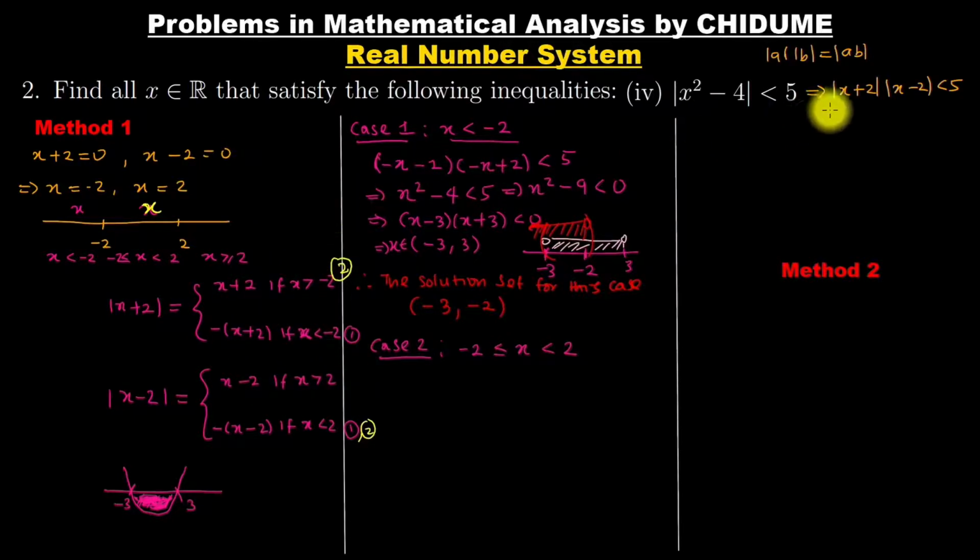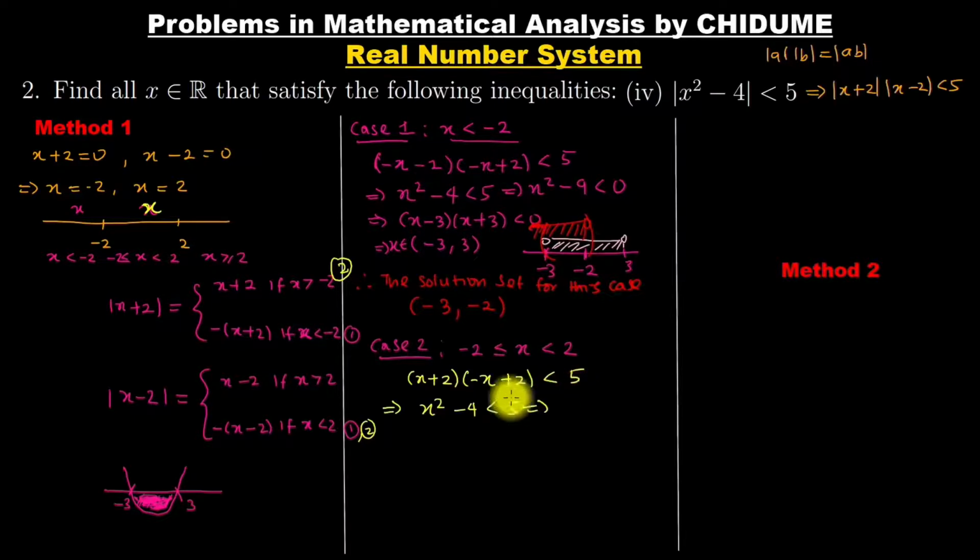What will happen to the absolute value of x plus 2? The absolute value of x plus 2 will remain as x plus 2. And the absolute value of x minus 2, that's if x is less than 2, is going to give us -x plus 2, to be strictly less than 5. If I open this bracket, I'm going to have x squared minus 4 to be less than 5.